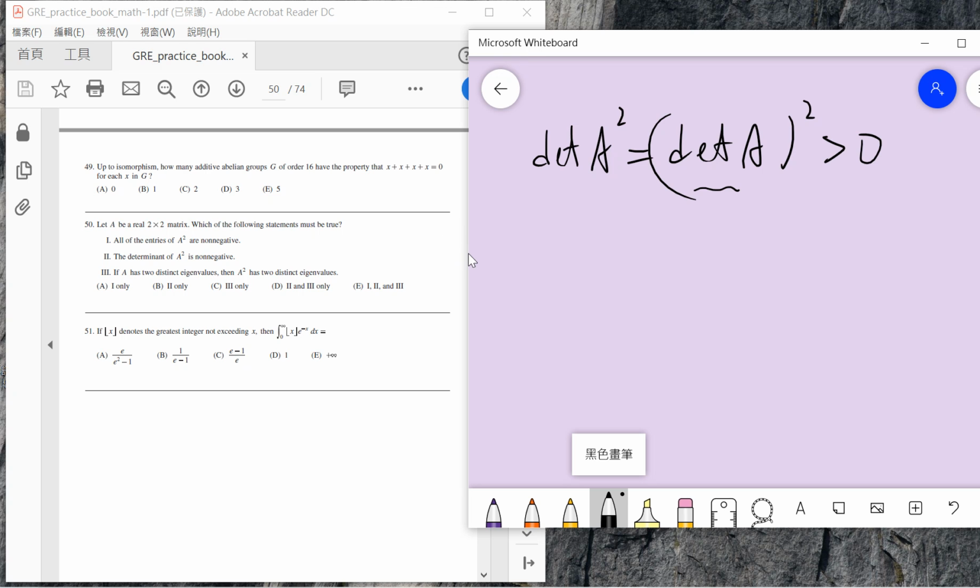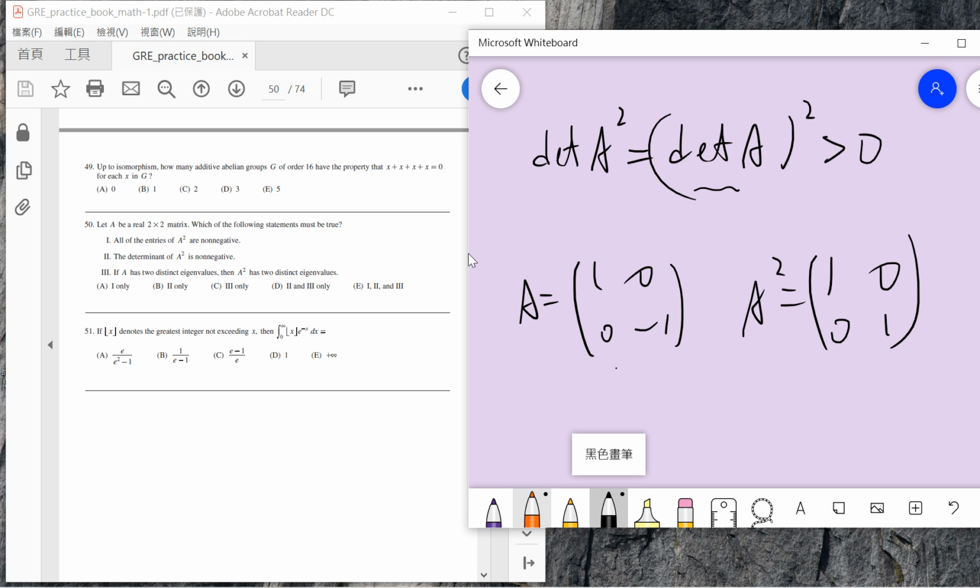Okay. The third: if A has two distinct eigenvalues, A squared has two distinct eigenvalues. This is nonsense, because if you take this one, A squared is [[1,1],[1,1]]. So A contains two eigenvalues, but A squared contains only one kind of eigenvalue. This is only 1, while A has 1 or minus 1. So the only choice is the second. We choose B.